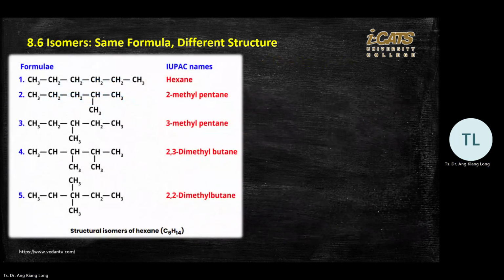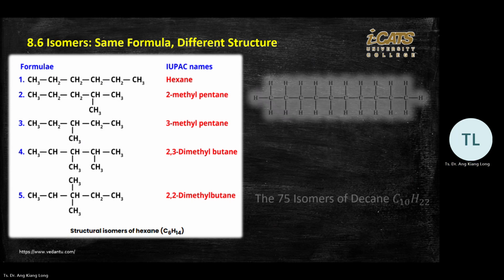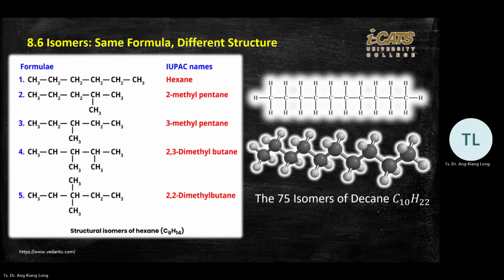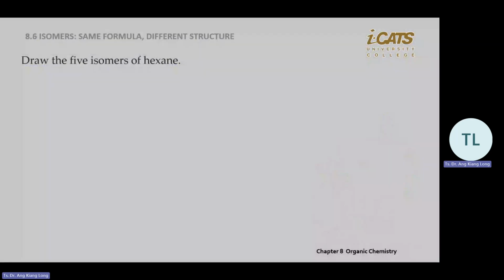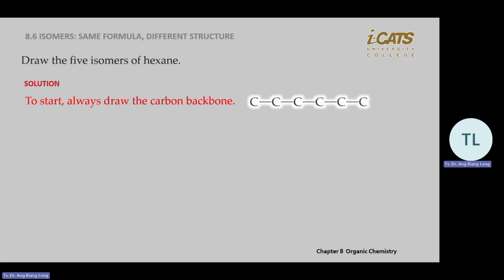In the exam, you need to write the structure in the IUPAC name, which is International Union of Pure and Applied Chemistry. Okay, let's read. Draw the 5 isomers of hexane. Hexane has 1, 2, 3, 4, 5, 6 carbons. Hex means 6.